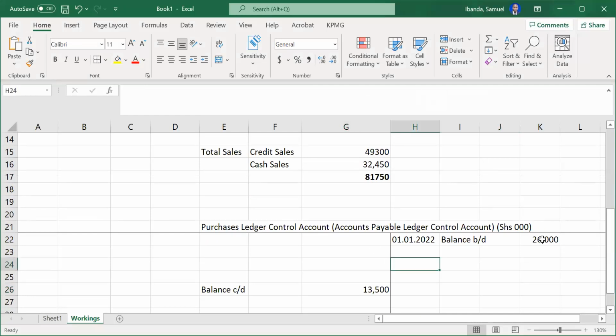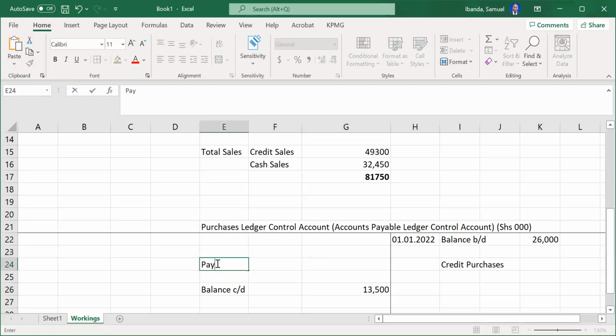Now, the next thing I'll ask myself: what increases my accounts payables? What reduces my accounts payables? What increases, I'll record here, and what reduces, I'll record here. Any volunteers? Invoices from our suppliers, and those are credit purchases. And what reduces? Payments to suppliers.